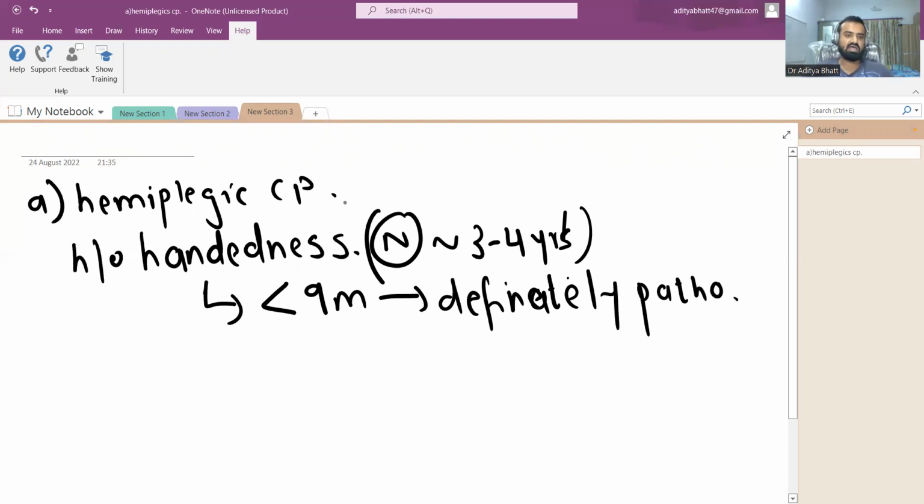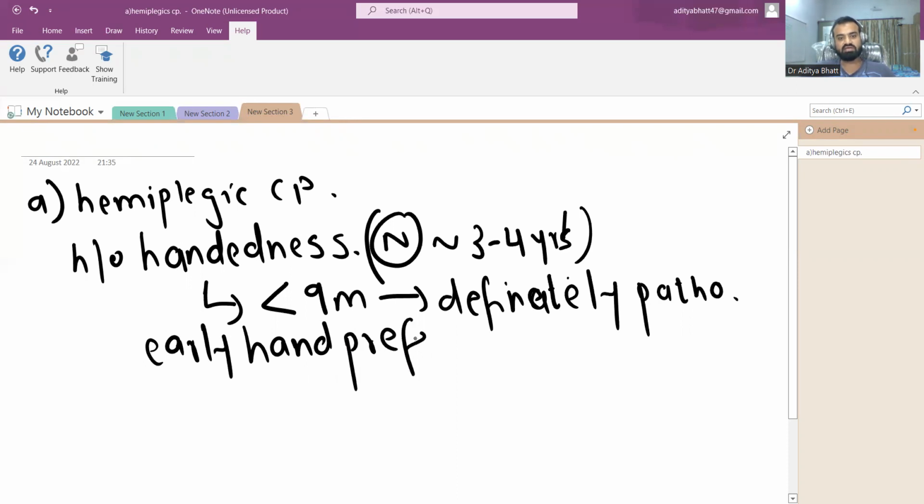So there is early hand preference. As you all know, children are initially bidextrous and later they become unidextrous, like we have a hand preference. Now there is also a circumduction gait.